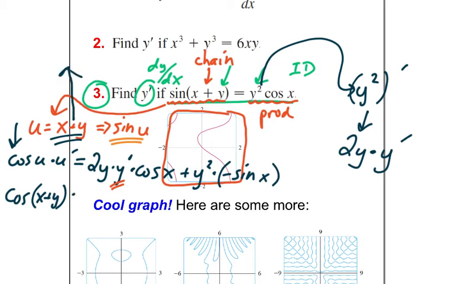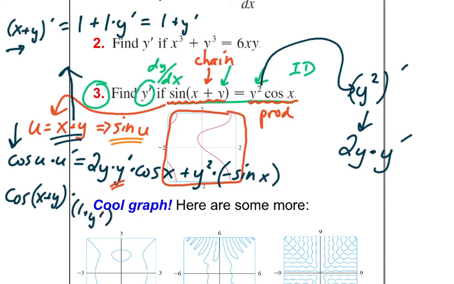The derivative of u is the derivative of x plus y, which is half easy and half not. Let's see, just working left to right, the derivative of x is just 1, plus the derivative of y is also 1, but times, by implicit differentiation, chain, is y prime. So I should get 1 plus y prime as my u prime. Okay, that's the left side. Equals 2y times y prime times cos of x plus y squared times the negative sine of x.